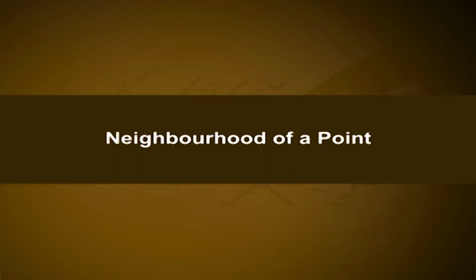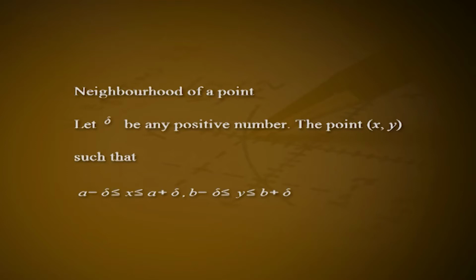Neighborhood of a point. Let delta be any positive number. The point xy such that a minus delta less than or equal to x less than or equal to a plus delta and b minus delta less than or equal to y less than or equal to b plus delta determine a square bounded by the lines x is equal to a minus delta, x is equal to a plus delta, y is equal to b minus delta and y is equal to b plus delta.